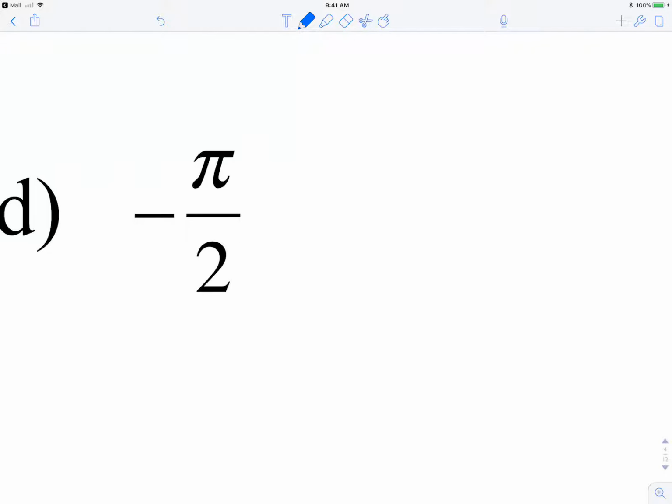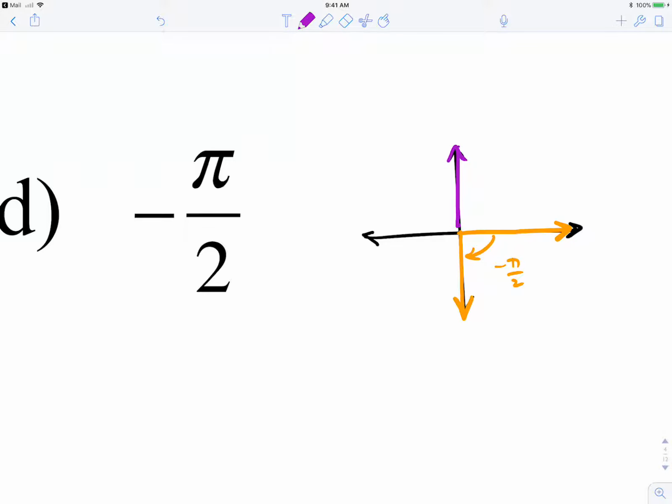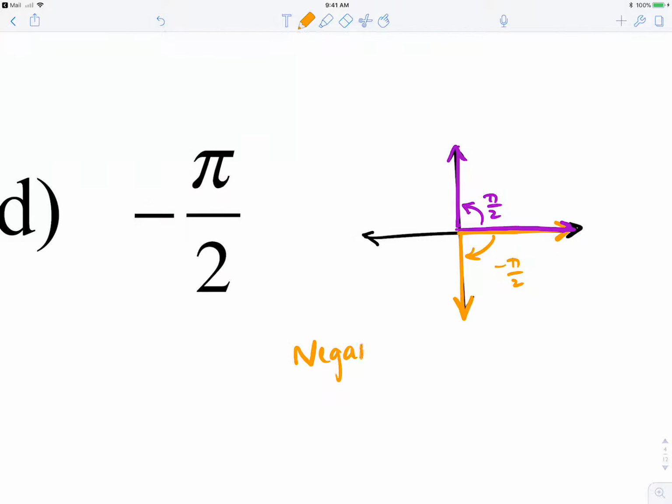And the last angle in this example is negative pi over 2. This is our initial ray. Our terminal ray would be here. So this angle rotating in the clockwise direction would be negative pi over 2. We know pi over 2 in the counterclockwise direction would be this angle. So negative pi over 2 terminates not in a quadrant, but on the negative y-axis. So not in quadrant 3, not in quadrant 4, but on the negative y-axis.